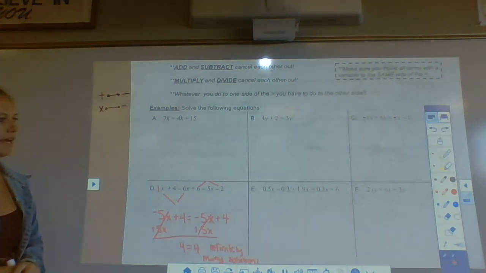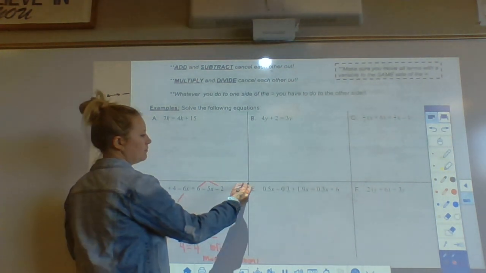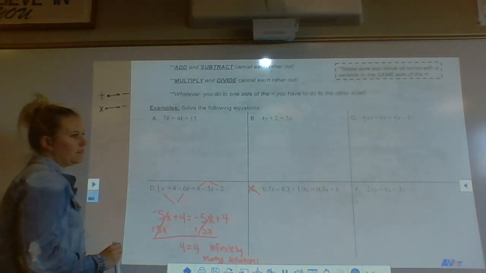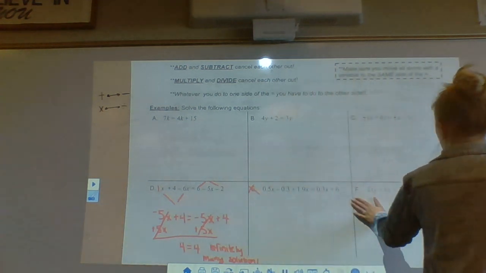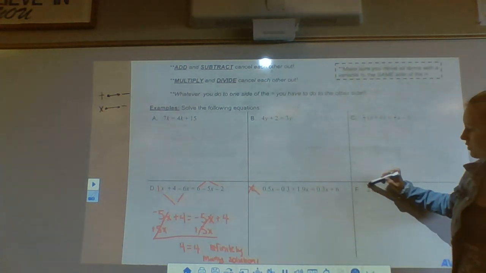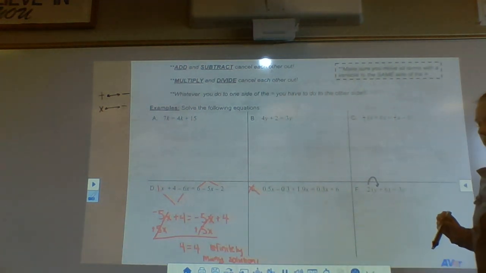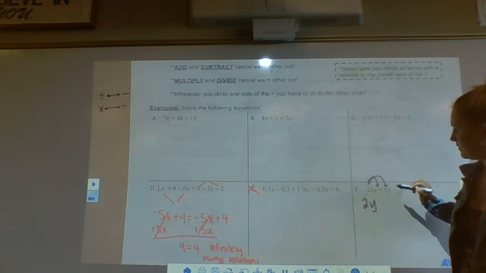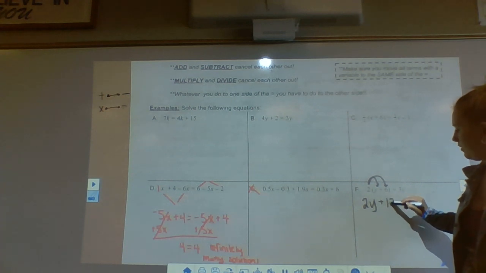All right, I'm going to jump ahead to F. You guys can skip E. Cross it out. Let's not do it. Black marker, F. This is the distributive property. 2 times y, well, that's just 2y. What's 2 times positive 6? That's positive 12.